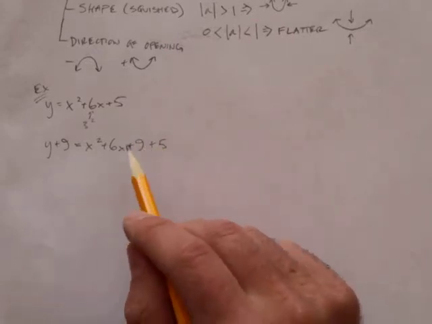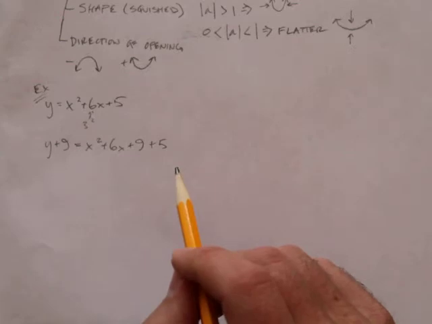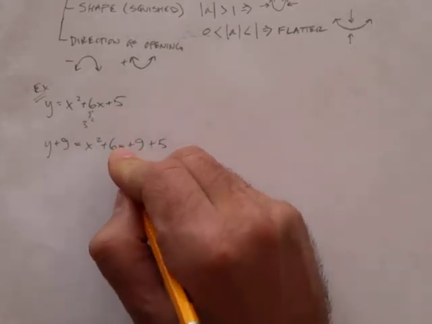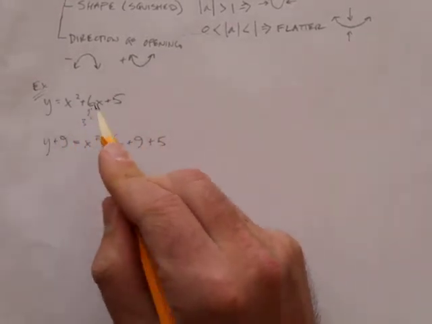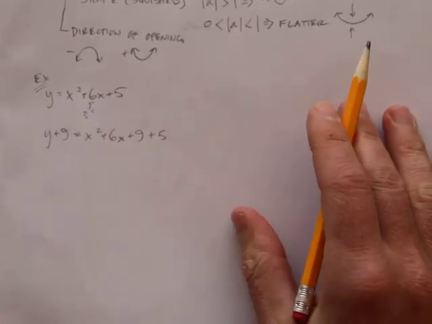I think that's more brain work than you really need to do. So I do it this way. I add 9 to both sides. I just leave that 5 out. I'll worry about that 5 in a little bit.